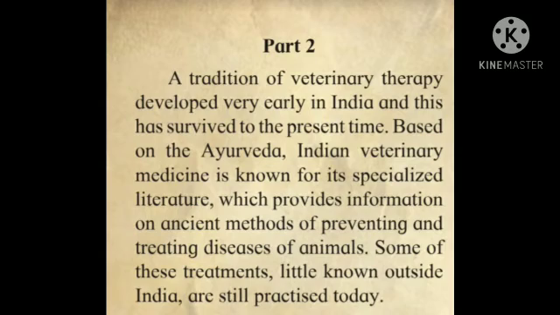Indian veterinary medicine, which was based on the Ayurvedas, is known for its specialized literature. Specialized means it was famous for that particular thing. Literature. Now, what is meant by literature? Literature means written work, especially those considered of value. So it was specialized in the literature which provides information on the ancient methods of preventing, which means keeping something from happening.